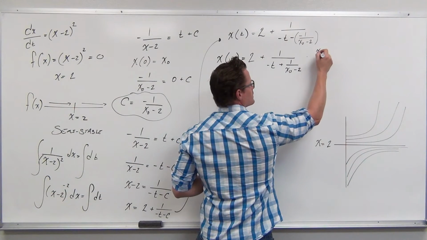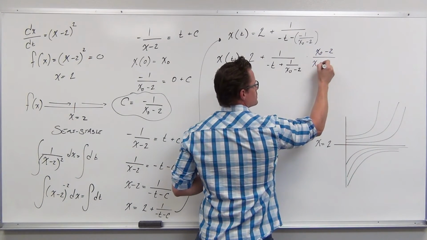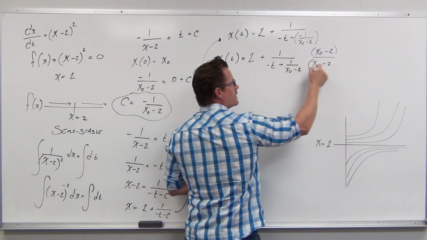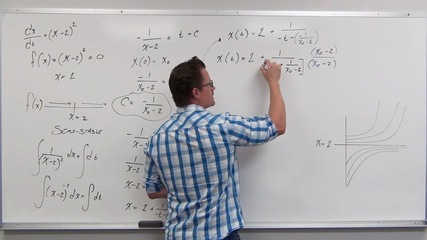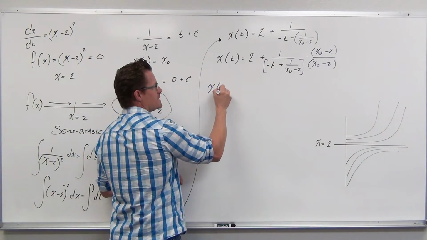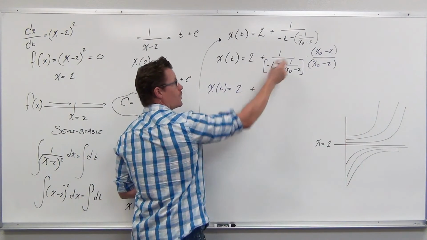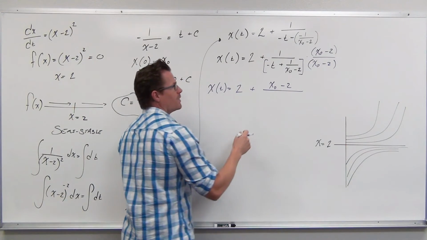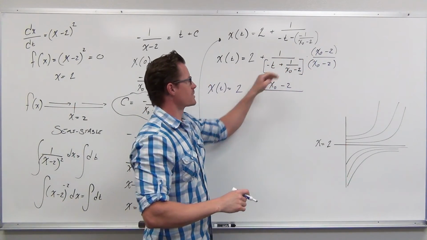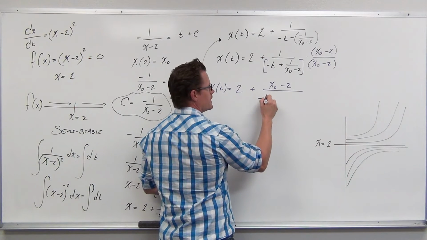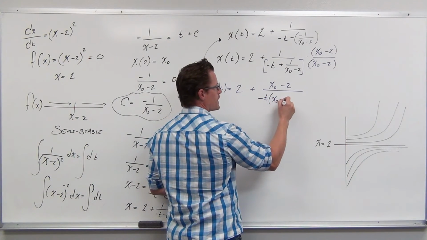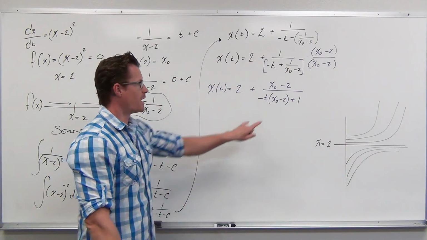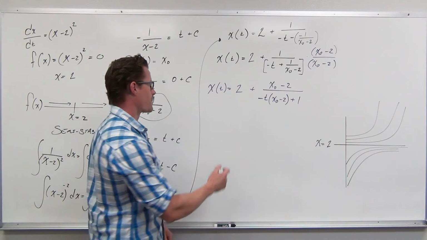So when I multiply by x sub 0 minus 2 over x sub 0 minus 2, it's just to this fraction. So this thing gets multiplied times 1. This thing, yes, it gets distributed here. So x sub t is 2. Don't distribute it here. Plus x sub 0 minus 2 over, when we distribute this, we're going to get negative t times x sub 0 minus 2 plus 1. That's going to cancel that denominator. I might reverse these just a bit.